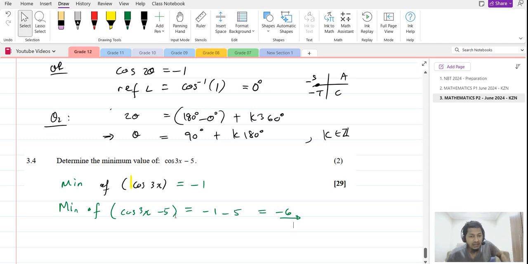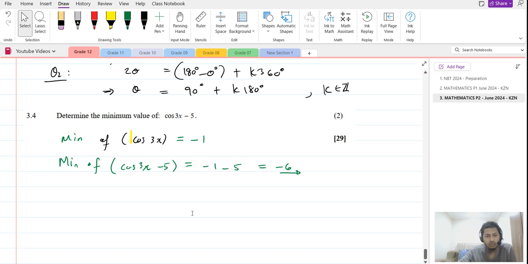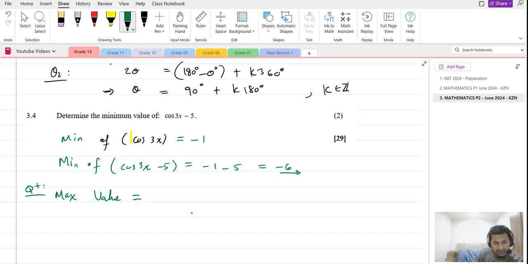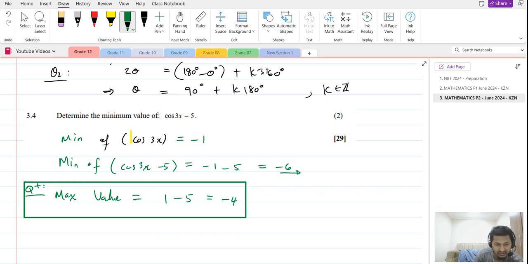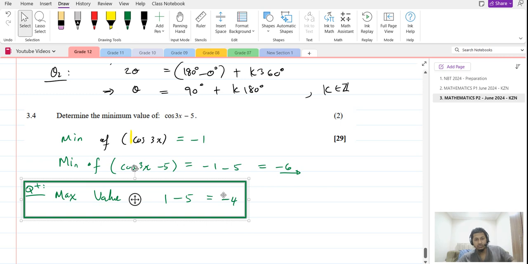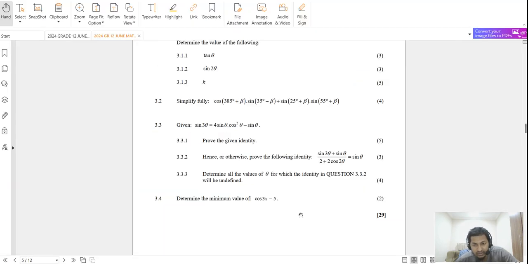Now similarly, if you want the max value of this entire thing, this is an additional question. It's going to be 1 minus 5, because the max value of cos 3x is 1 and you're still moving 5 units down, so the max value here will be minus 4. That's not part of the question, we only wanted the minimum value. You can take this as an additional question. So that concludes our trigonometry.